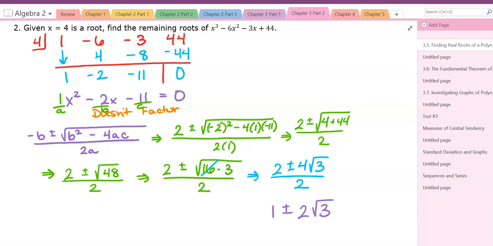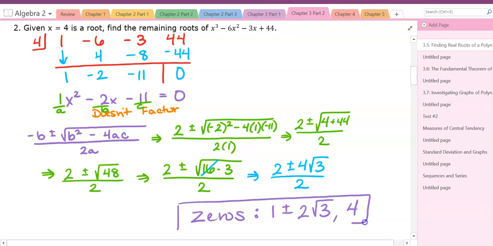So I could do 1 plus 2 radical 3, there's one answer. Then I could do 1 minus 2 radical 3, there's the second one. And then they gave me 1, 4. So there's my 3 roots. And remember I said that leading degree, that x to the third, that kind of tells you how many there should be at most. So we found all 3 of them. So I'm going to put 4 right after that and say these are my zeros. 1 plus or minus 2 radical 3 and 4.